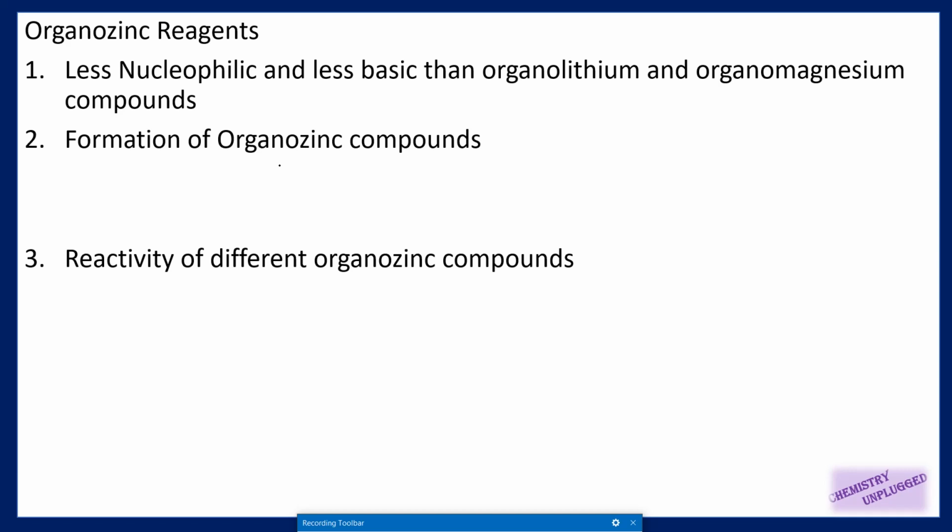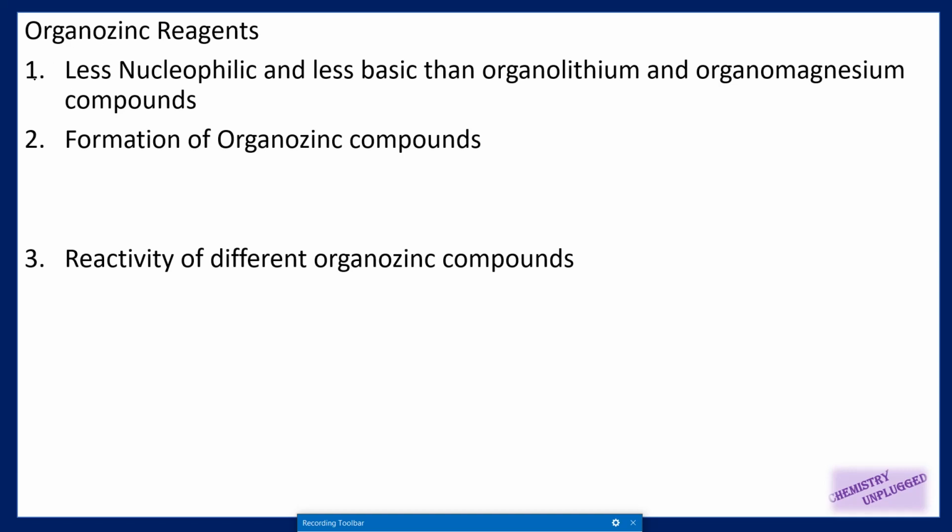So in today's video we will take some very important reagents, organozinc compounds, as well as organocopper compounds, which are also very useful, and the very important part of organocopper compounds is the Gilman reagent. So we will take its important properties, basically. First I will take organozinc reagents.